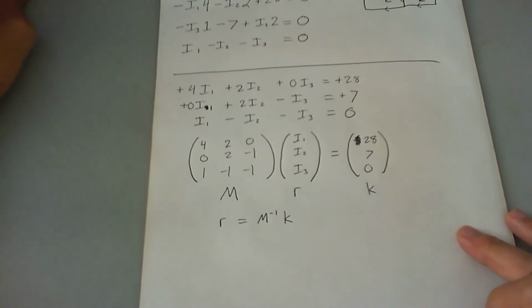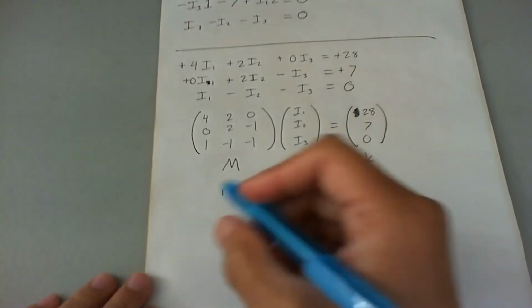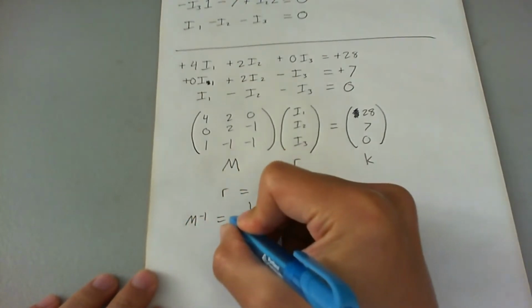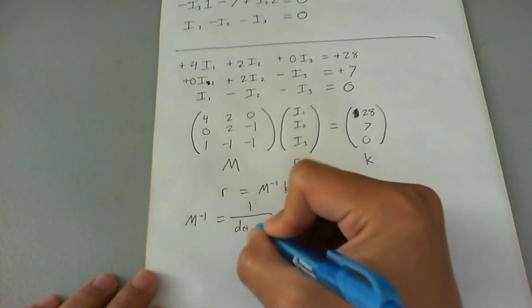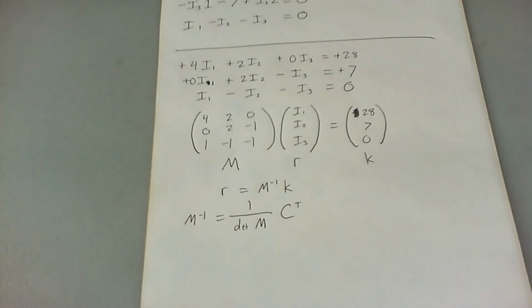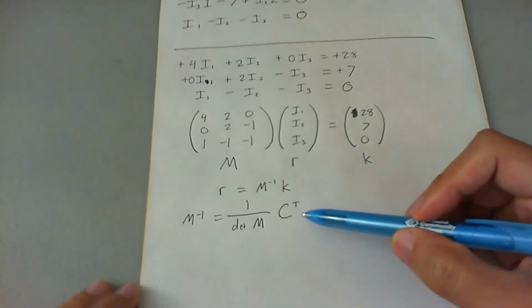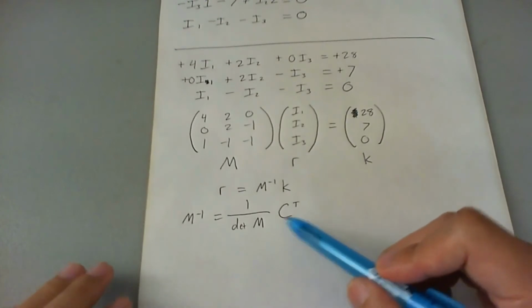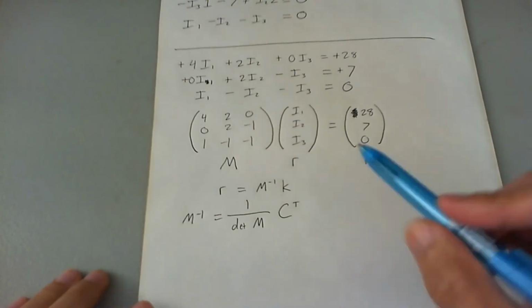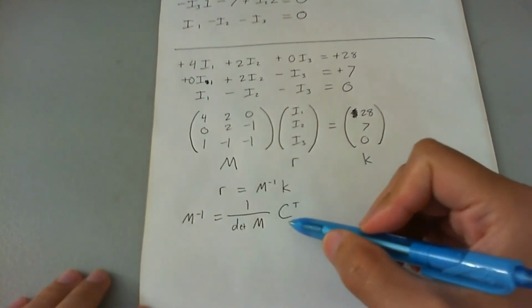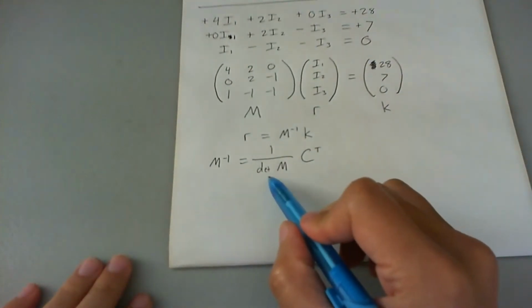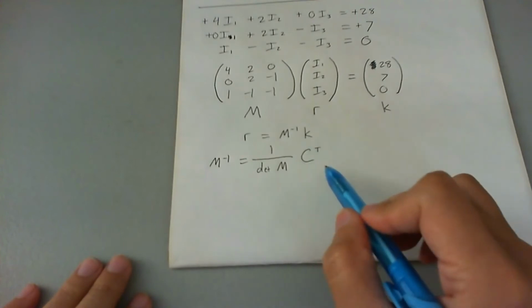Last point, though, is what is inverse M? Inverse M is defined as 1 divided by the determinant of M times C^T. C is the matrix of cofactors of the matrix M, so we'll get to that in just a second. And then we're taking the transpose of the matrix of cofactors of M. So let's get into that one at a time. First, we've got to figure out what the determinant of M is, and then we'll deal with this later.